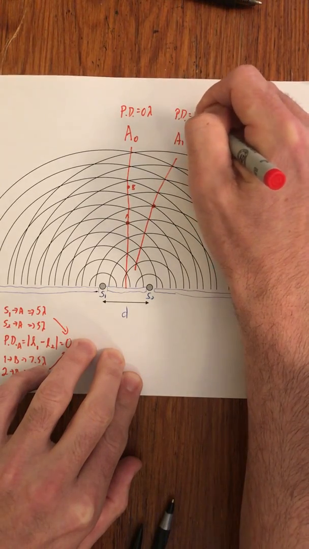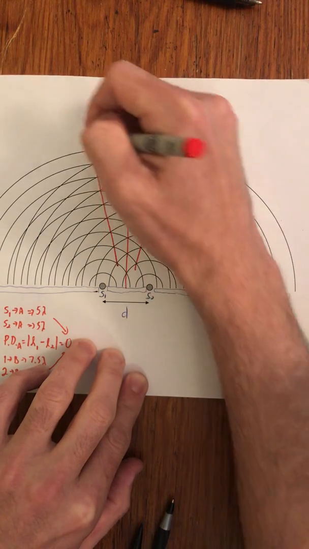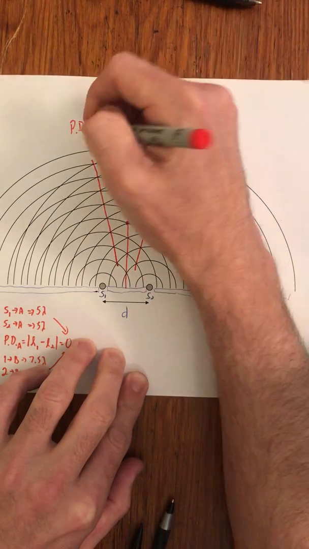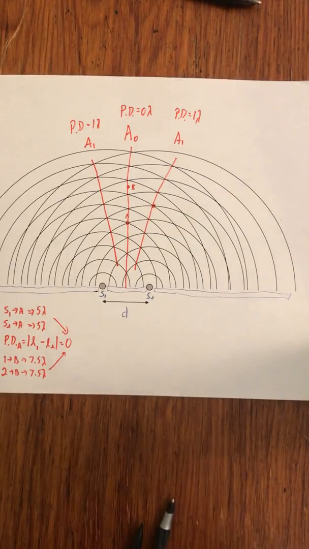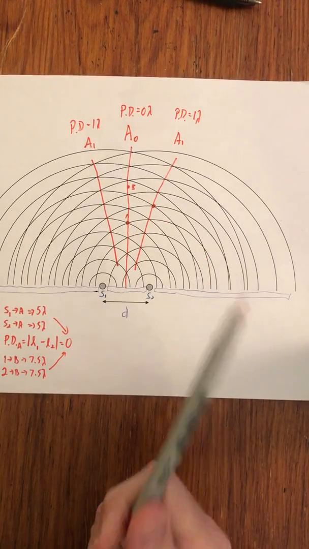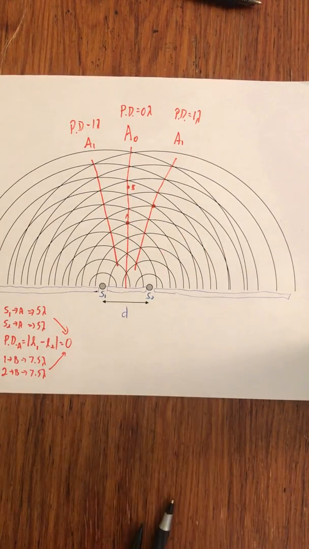Path difference there is 1 wavelength. Now this is why, folks, both of these are called the A1 line, because the condition for them is the same: the path difference is exactly one wavelength. Well, where does that come from? Why is it exactly identical?